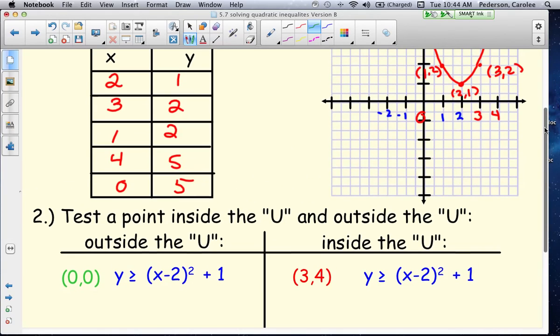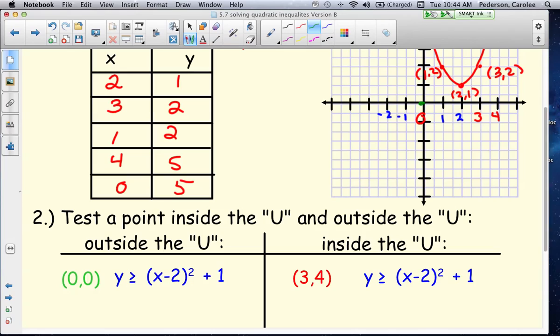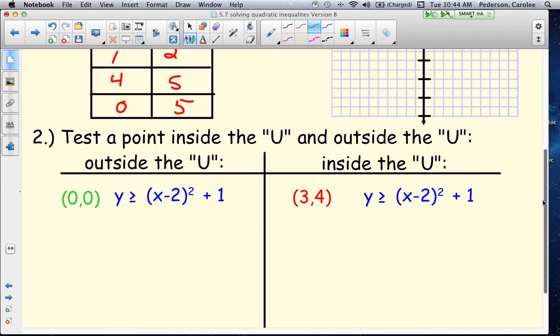So where this (0, 0) is right here, we want to see if this region outside of the parabola is true for the inequality. So we're going to substitute 0 and 0 into this inequality. The first value is your x, the second value is your y. So we're going to go ahead and substitute those in. So 0 is y, 0 is x, and now we reduce this inequality down to see if it's true or false.